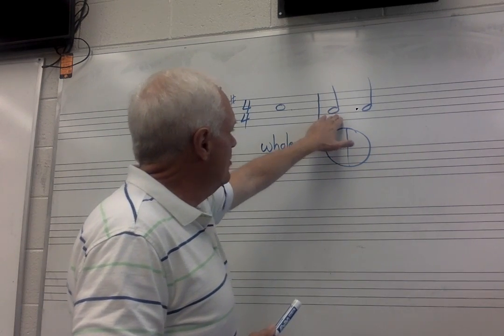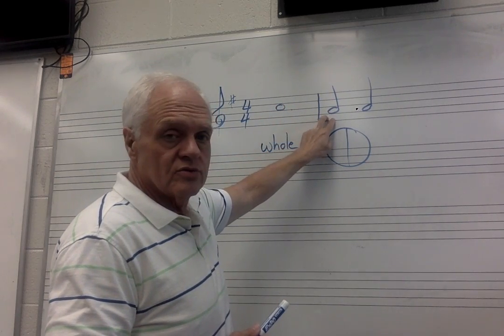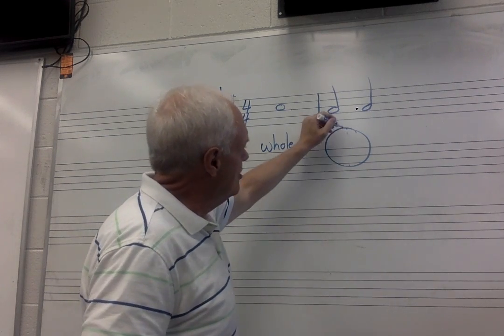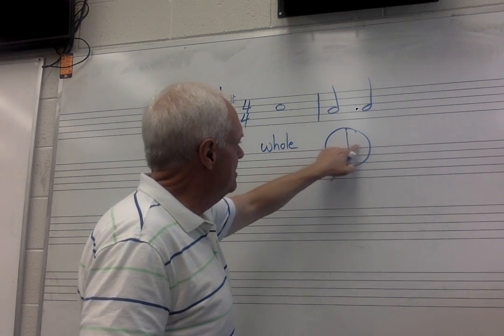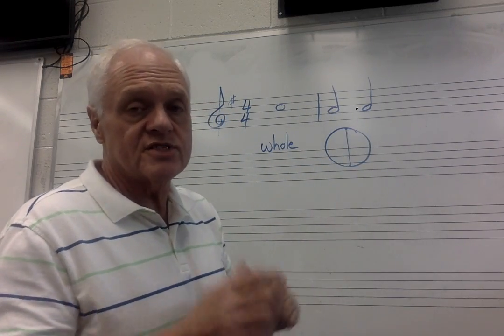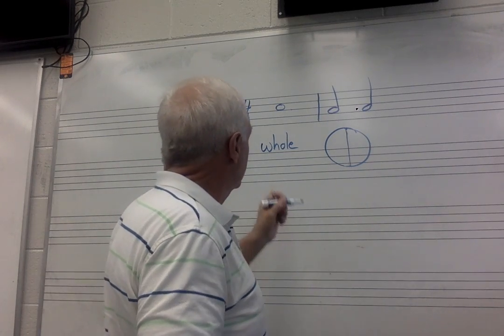So this is worth half of the value of this. This is worth 4. This is worth 2. This is a whole pizza, and these are 2 halves of the pizza, right? So 2 half notes equal the same thing as far as the time value as 1 whole note. So we would count this.